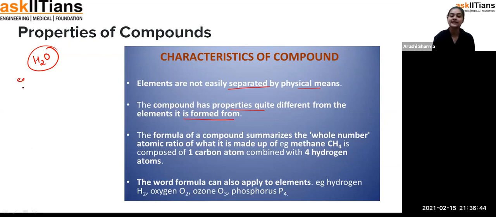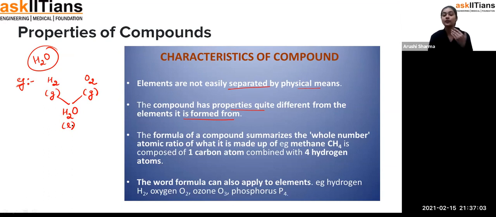Exactly, students. For example, H2O is formed from hydrogen gas and oxygen gas. Hydrogen is gaseous in nature and oxygen is also gaseous in nature. But when they combine together, they form H2O. And what is H2O, students? It is a liquid. And definitely, gases have their own properties and liquids have their own properties.